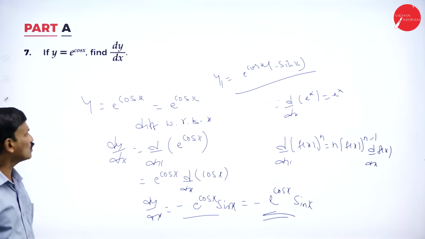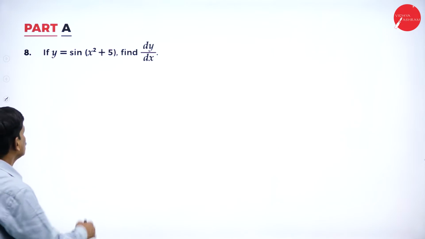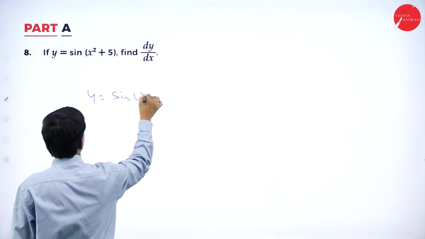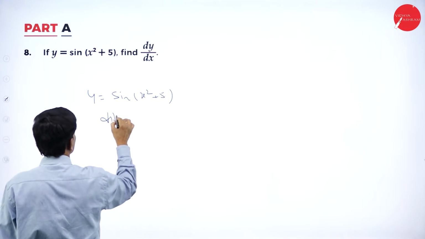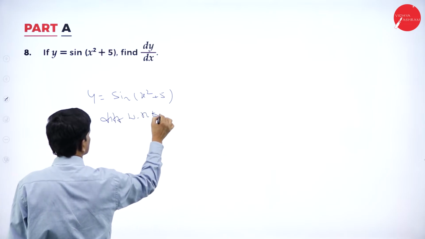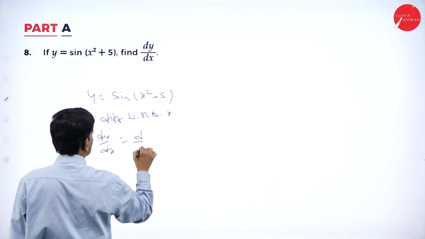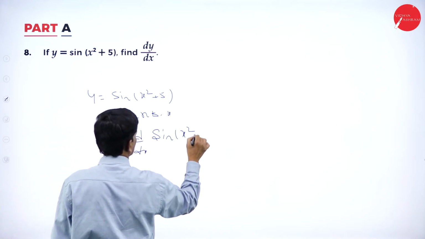Now let us come to question number 8. This is also from differentiation itself, function of a function. What is given? y is equal to sine of x square plus 5. What is required to find is dy by dx. Differentiating with respect to x, dy by dx is equal to d by dx of sine of x square plus 5.